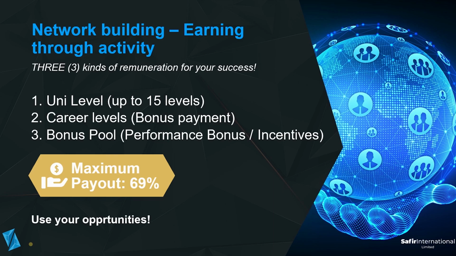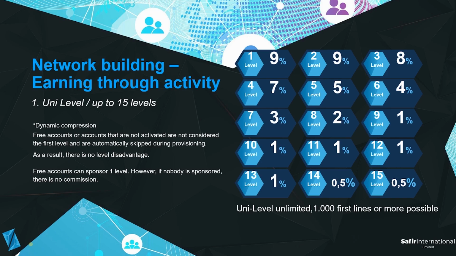So here you see the uni-level plan. You see level 1, 2, 3 until 15, the decreasing percentage that you are getting per sale. So level number 1, you're getting 9%, level number 2 also 9%, and so on. It's going to decrease slightly until you're at level 15 with 0.5%.